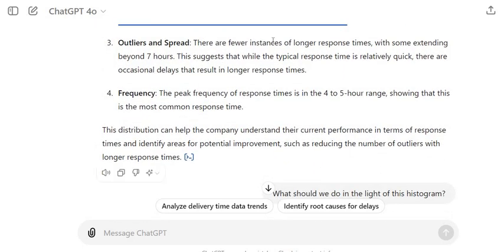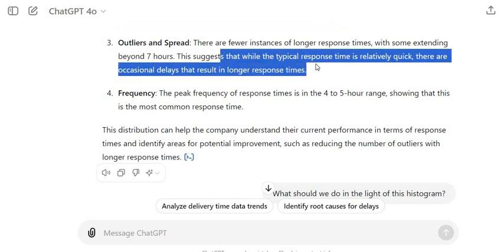Outlier and spread, there are fewer instances of longer response times, with some extending beyond 7 hours. This suggests that while a typical response time is relatively quick, there are occasional delays that result in longer response time. This is what we need to look into and try to control, because this is not a good thing from our point of view.